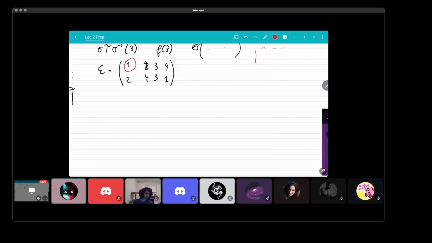1 gets set here, and 4 here. Wait, I think this is the permutation. If someone has the information, let me know. Is it sigma i, sigma j? Okay.